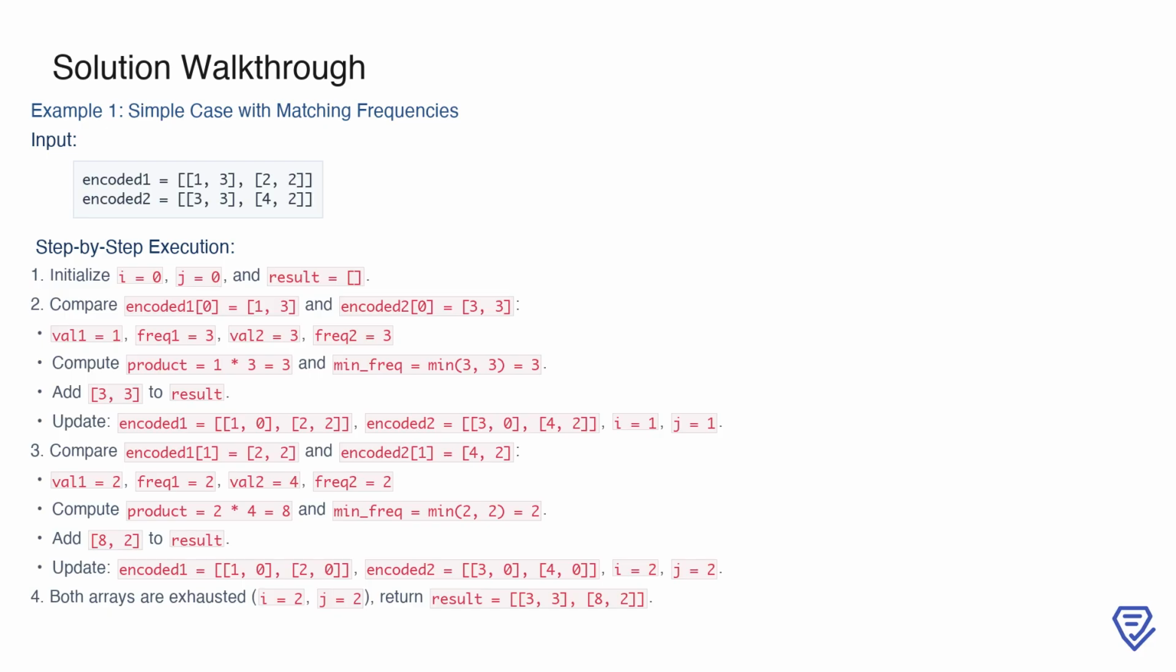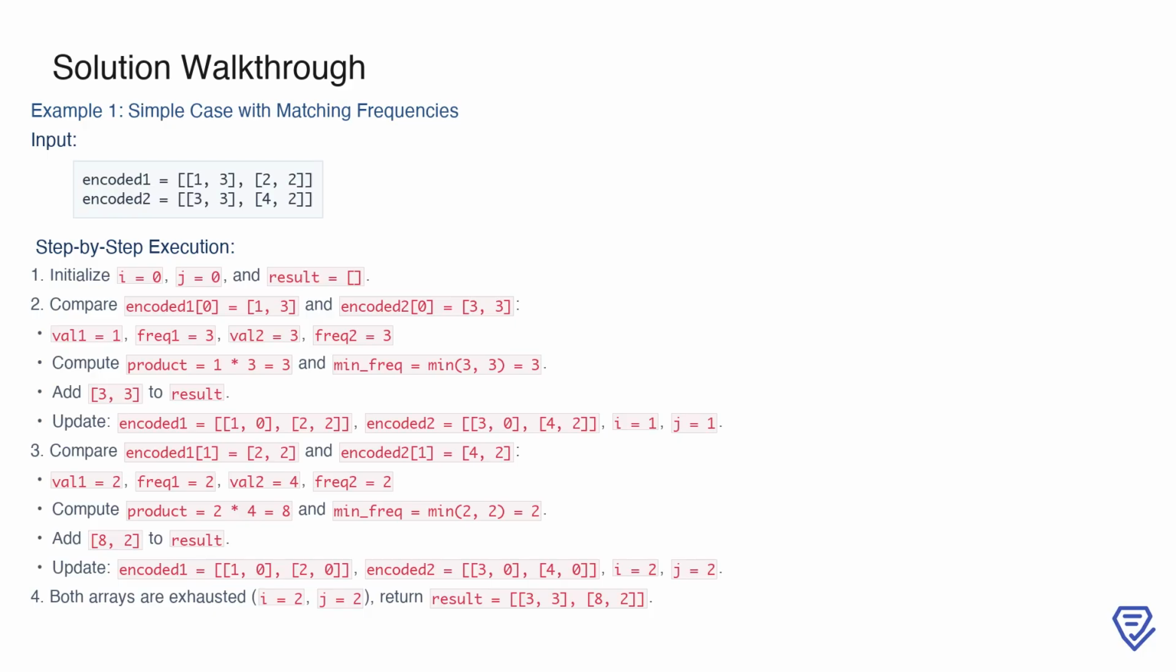To solve this problem, we process the two run-length encoded arrays step by step, focusing on their respective values and frequencies. Starting with the first example, the input arrays are encoded 1 equals [[1, 3], [2, 2]], and encoded 2 equals [[3, 3], [4, 2]]. We initialize pointers i and j to 0, and an empty list called result to store our final output.